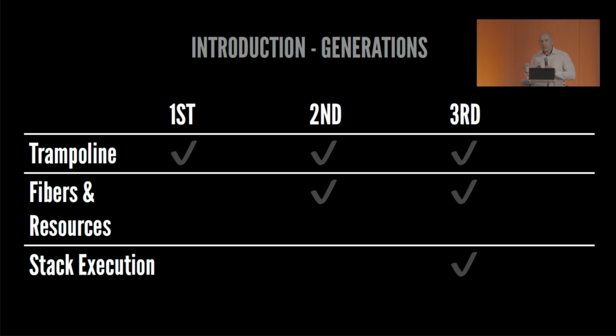This technique allows you to achieve the superior performance characteristics of executing your code on the stack, because a heap is way slower than stack. Okay, so you achieve superior performance characteristics executing your code on the stack while not sacrificing the beneficial effects of a trampoline. Basically, you pay for the trampoline only when you need it. And ZIO is the first and currently the only effect system that is third gen.